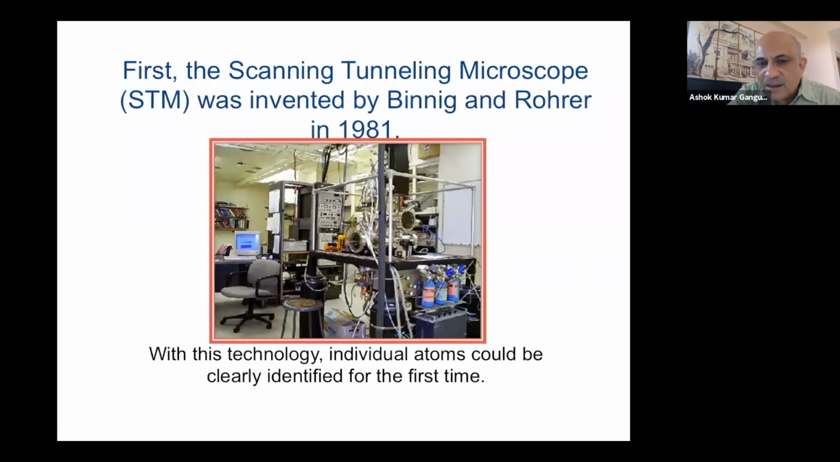This was the first scanning tunneling microscope. Looks very complicated because it was made in the lab by hand. But today's scanning tunneling microscopes look much simpler, made by commercial houses. This was made by scientists in the lab. You need a chamber. The chamber has to have vacuum, ultra high vacuum. Scanning tunneling microscope is a little bit more complex than atomic force microscope.